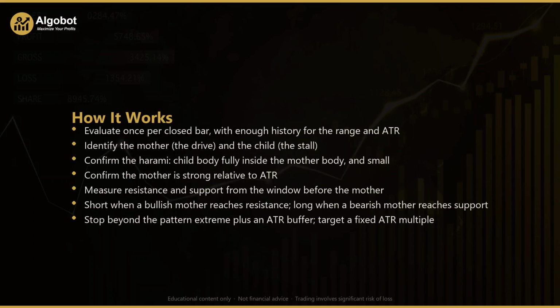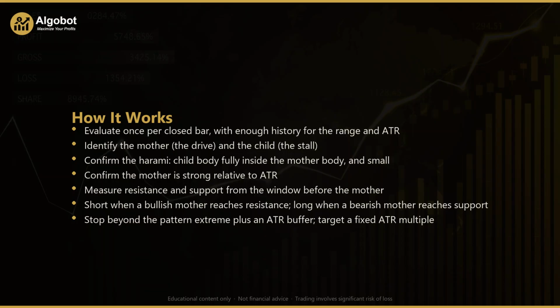Let's break down exactly how the EA reads the market. First, it works on a closed bar basis. On every new bar, the strategy checks whether a fresh candle has just completed, and only then does it evaluate. This avoids reacting to the noise of a still-forming candle. It also makes sure there's enough price history available to measure both the recent range and the average true range.